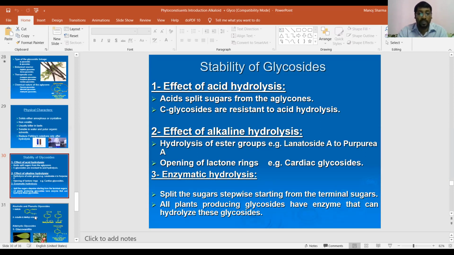Then we have enzymatic hydrolysis. Definitely the enzyme will start separating the sugar step by step from the terminal sugar, then it will come to the disaccharide, and finally it will separate the monosaccharide. And all plants producing glycosides have enzymes that can hydrolyze these glycosides. You have studied about plant enzymes. So all plants have one category of enzymes which can hydrolyze these glycosides. Whenever the plant is under stress, whenever it requires sugar or the aglycone portions, at that moment the enzymes present in the plant can separate them out.